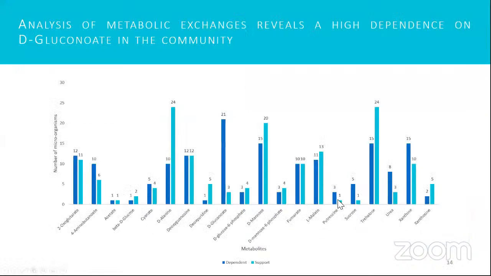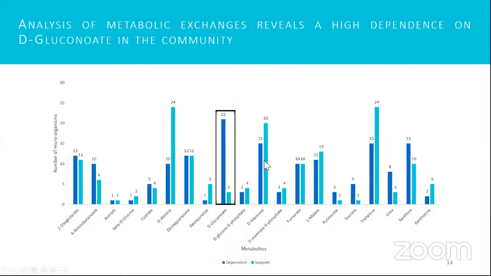We were then quite curious to understand what goes on in these metabolic exchanges. In the graph here, the blue columns, as the legend shows, represent dependence, the number of organisms that are dependent on a particular metabolite. And the teal or turquoise columns here represent the number of organisms that provide a particular metabolite to support the community.